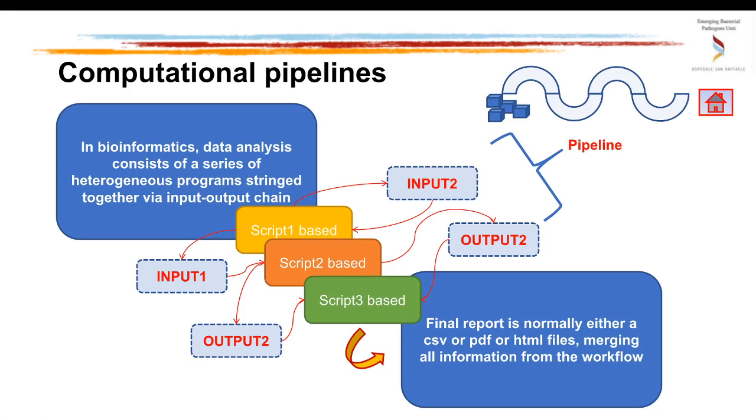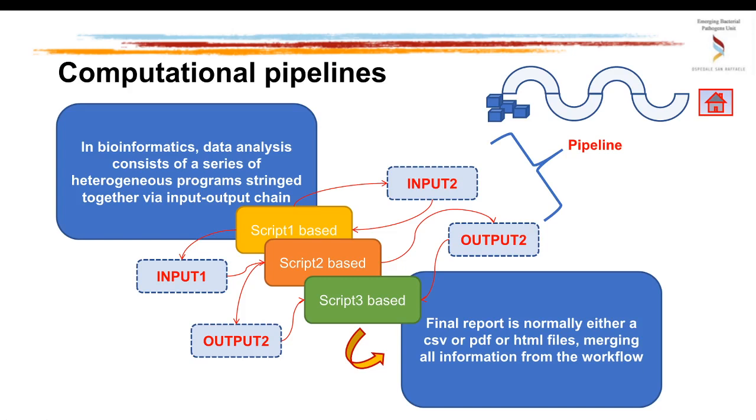Okay, but what are computational pipelines? In bioinformatics, data analysis consists of a series of heterogeneous programs strung together via an input-output chain. If you remember well, in my first webinar I told you any command has three different streams: standard input, standard output, and standard error. One input goes in one pipe, which analyzes and reformats the output in order to be the input of another step of your pipeline.